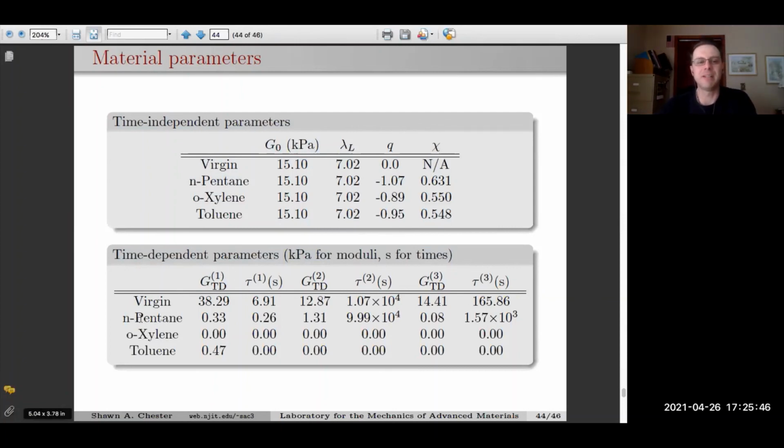The time-dependent parameters, and here's where you really see it. We use 3 mechanisms. When you have the virgin material, you can see it easily in the time constants, 7 seconds, 10,000 seconds, and 160-something seconds. So we have 3 clearly delineated time constants with corresponding shear moduli. But when it's swollen in these solvents, you see a whole lot of zeros showing up. And in some sense, it's essentially just killing off the viscoelasticity there.